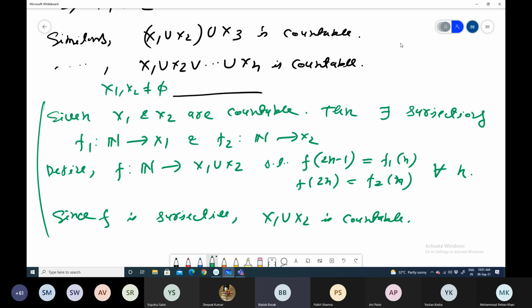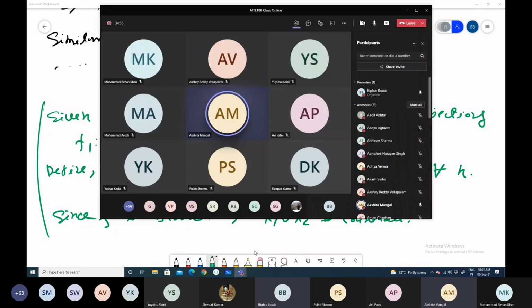Okay, so any doubt up to this? Yes, sir? The example of a non-countable set? Your voice is very low. Hello. Am I audible, sir? Yes, yes. So can you give an example of a non-countable set?